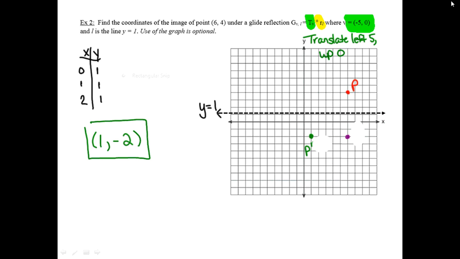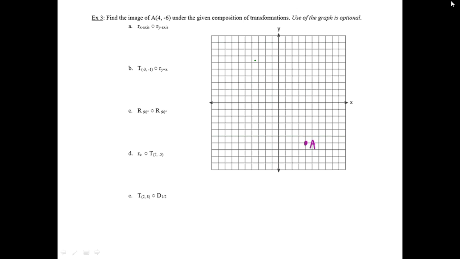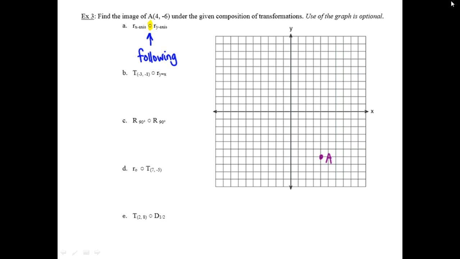Now in example 3, down at the bottom of the page, it wants you to start each of these problems at point A with coordinates 4, negative 6. It wants you to perform the given composition of transformations. Why don't you try these, remembering that that open circle means the word following. So for letter A, this says a reflection in the x-axis following a reflection in the y-axis.